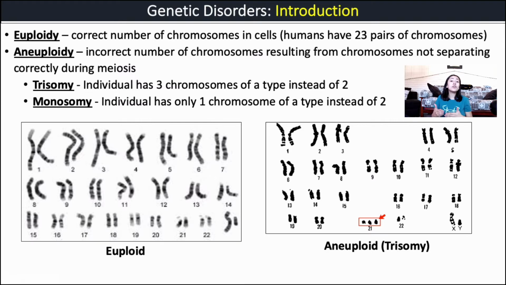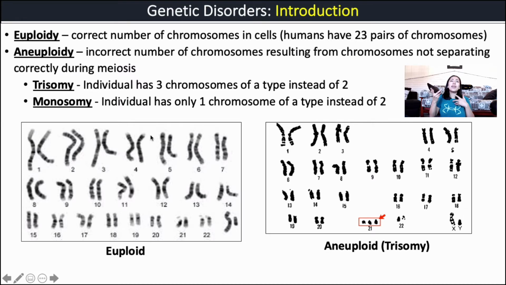However, there are individuals that have an incorrect number of chromosomes resulting from these chromosomes not separating correctly during cell division, or in other words, during meiosis, the development of the sperm and the eggs. And in this case, we call that condition aneuploidy. So aneuploidy would be having an incorrect chromosome number. This makes sense because the prefix "an" means without. So this means without true ploidy, without true chromosome number.